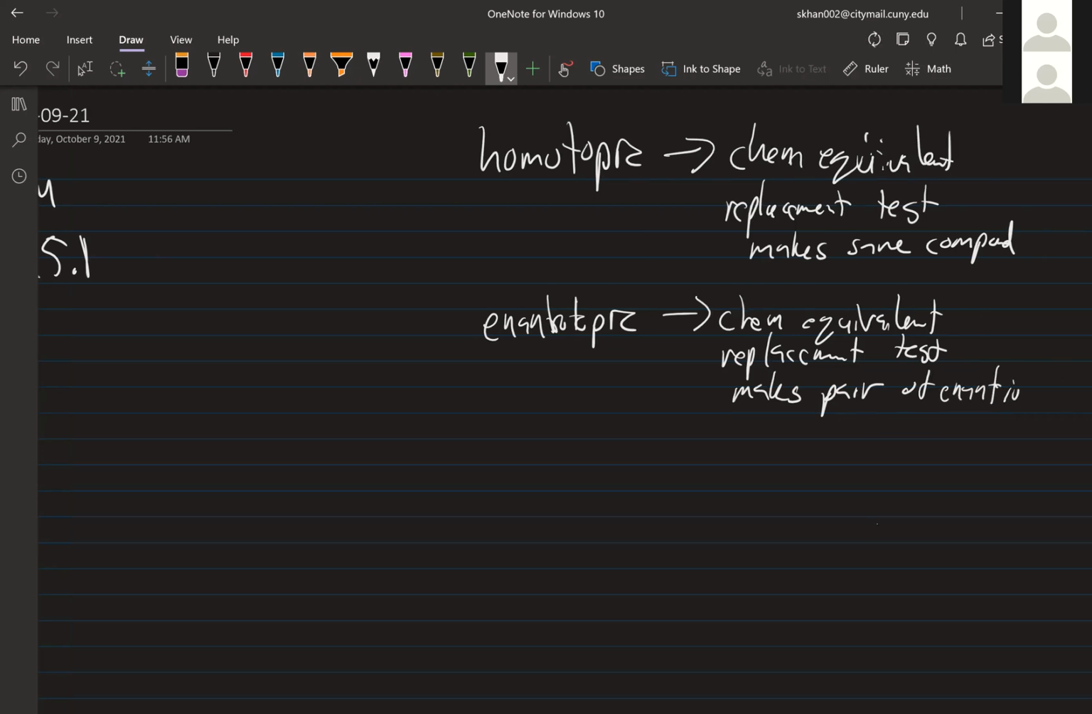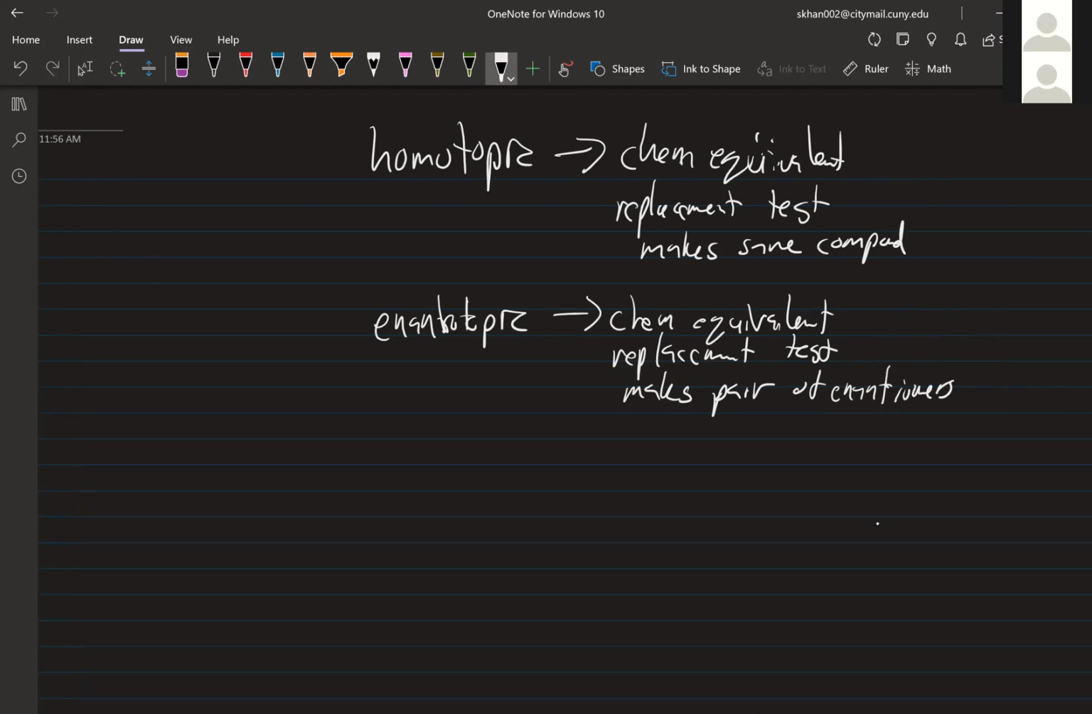I'm just gonna write this over here. And then the last type is diastereotopic, right? And these are chemically unequivalent, right? Because when you do a replacement test, you're going to get a pair of diastereomers. And as we've learned, diastereomers are compounds that have different physical properties, right?